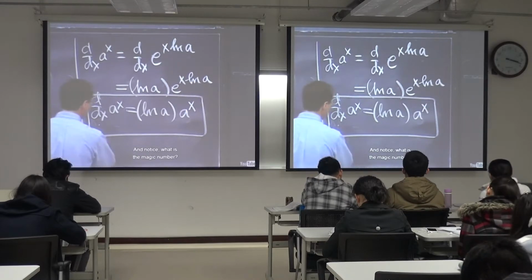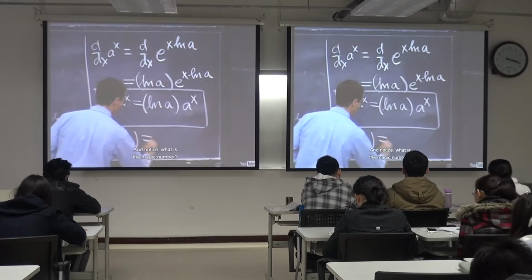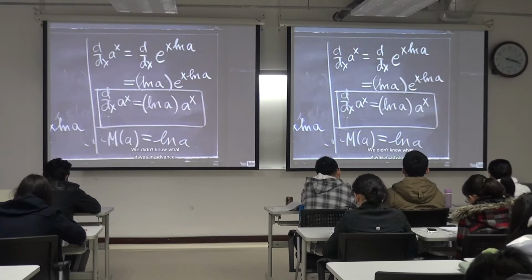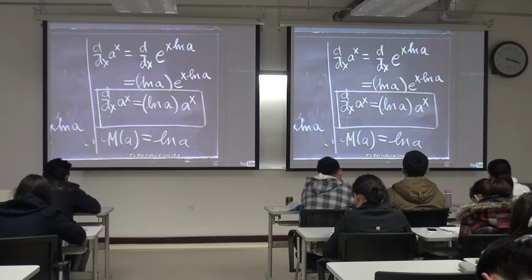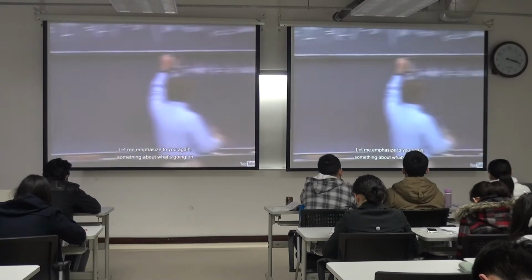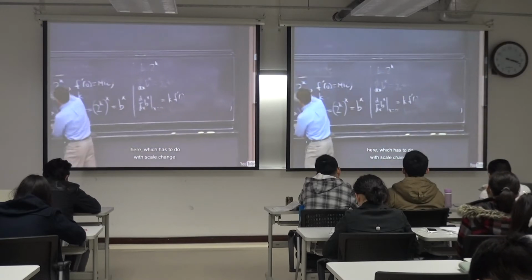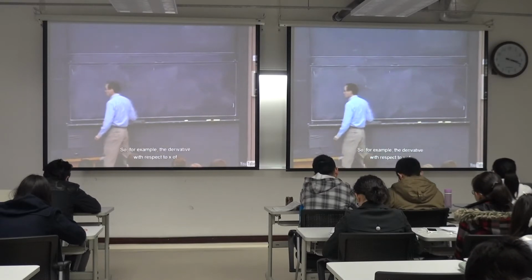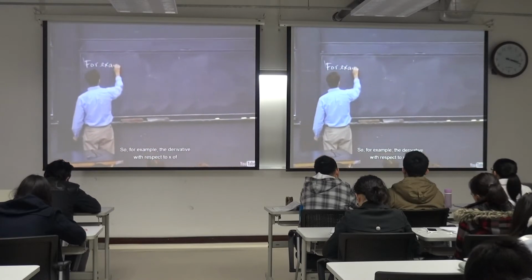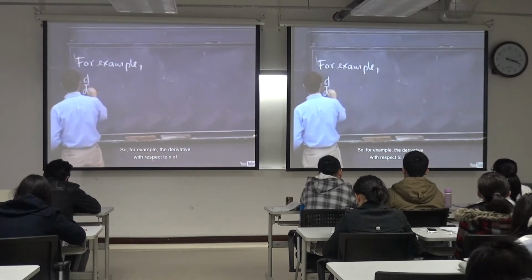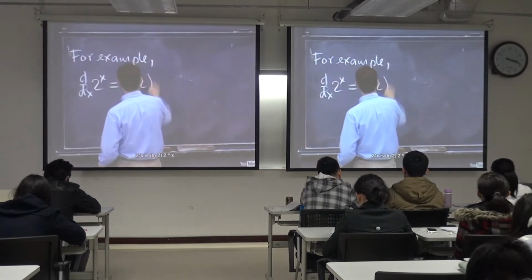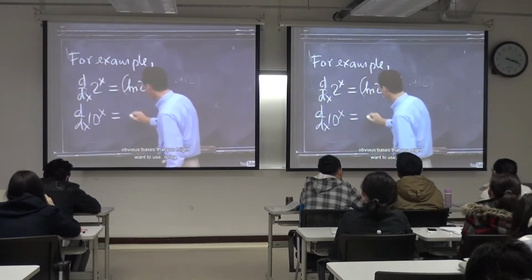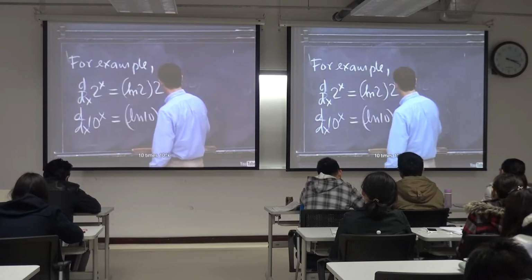Now, so there's the formula I've essentially finished here. And notice, what is the magic number? The magic number is the natural log of a. That's what it was. We didn't know what it was in advance. This is what it is. It's the natural log of a. Now let me emphasize to you, again, something about what's going on here, which has to do with scale change. So, for example, the derivative with respect to x of 2 to the x is log 2 times 2 to the x. The derivative with respect to x, these are the 2 most obvious bases that you might want to use, is log 10 times 10 to the x.